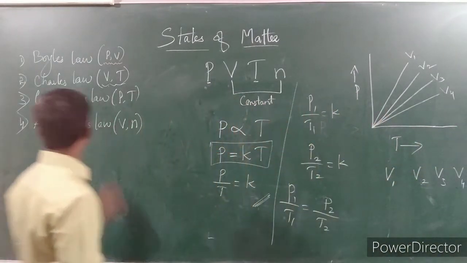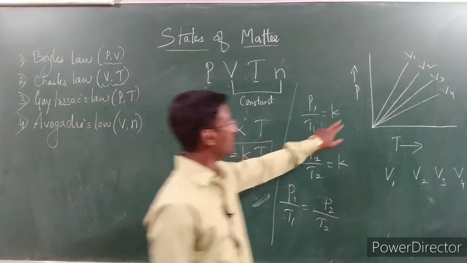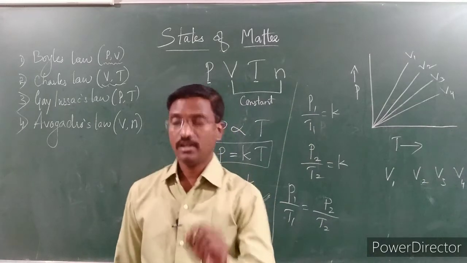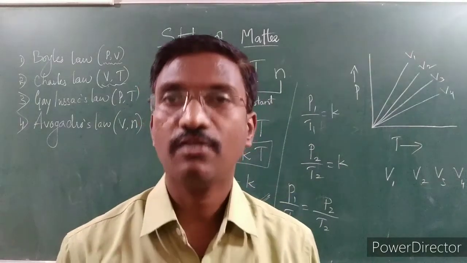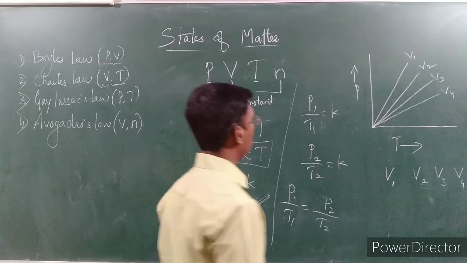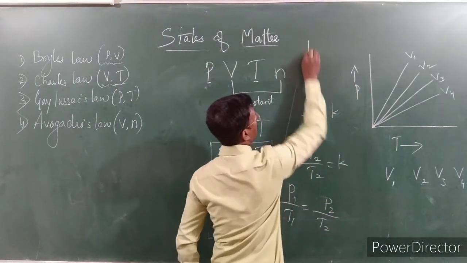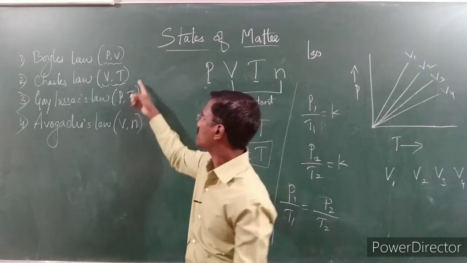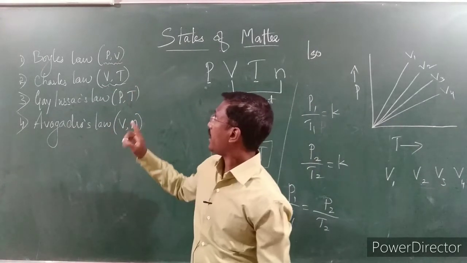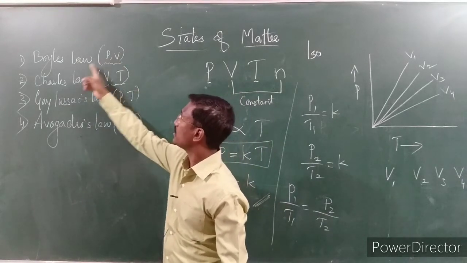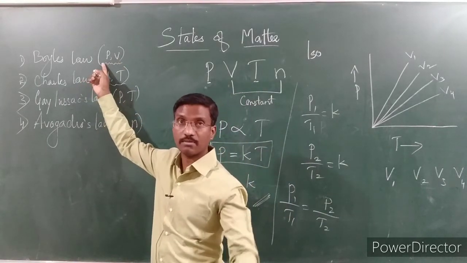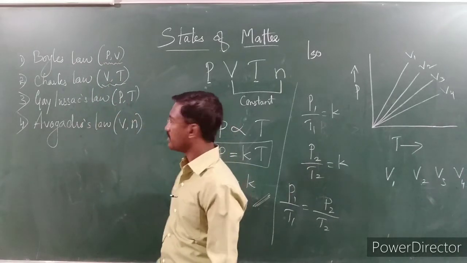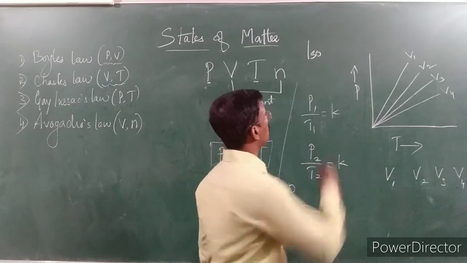This is the graph which explains Gay-Lussac's law, the pressure versus temperature graph, where the volume remains the same. Here the volume is constant, and for that reason we call this graph isochore. Isobar means pressure is constant, that is Charles's law. Isothermal means Boyle's law, because temperature is constant. Here, in Gay-Lussac's law, the volume is constant, so we have to call it isochore.